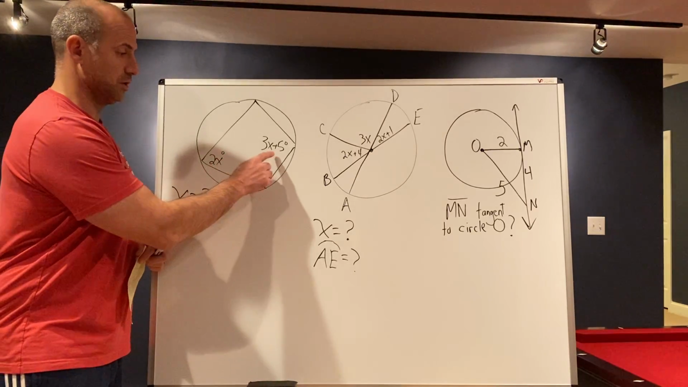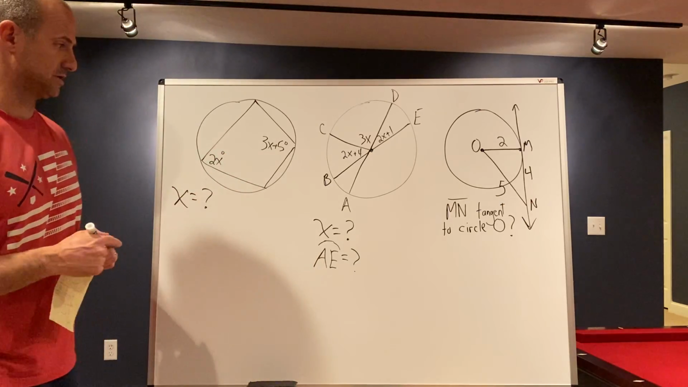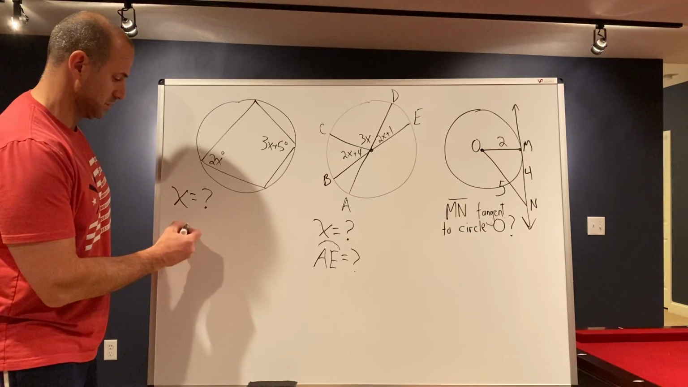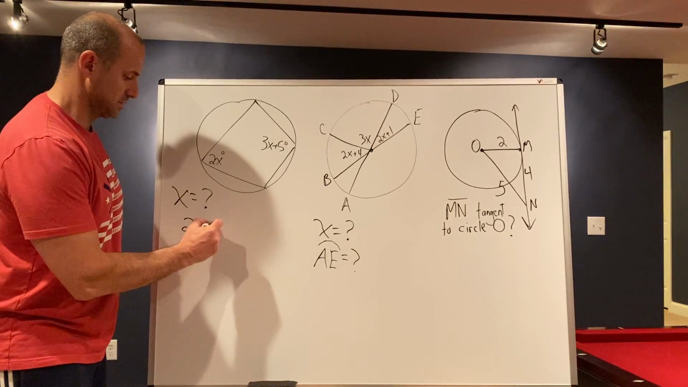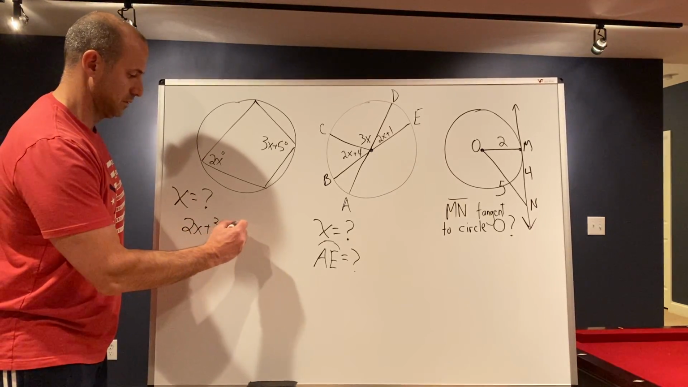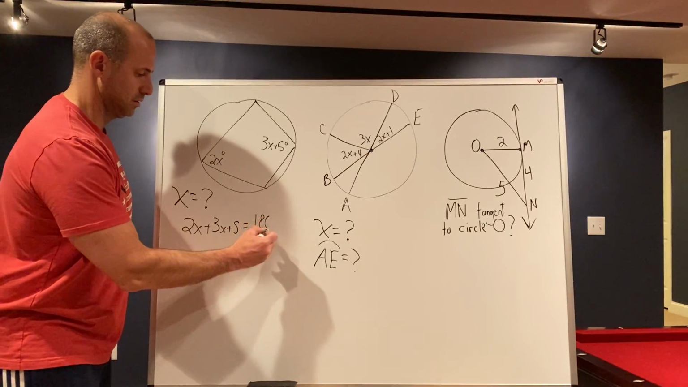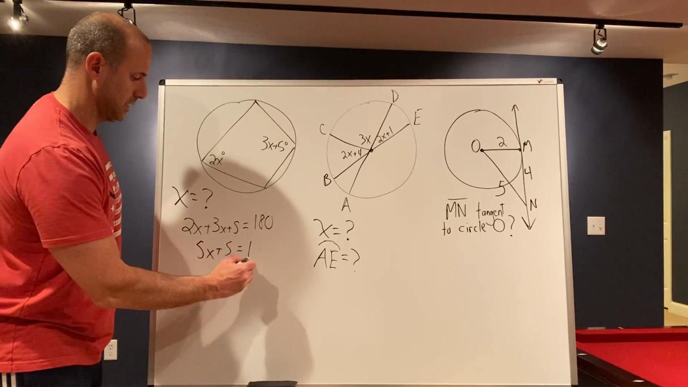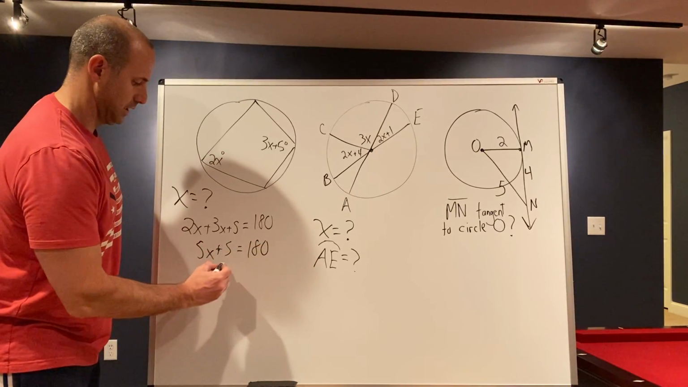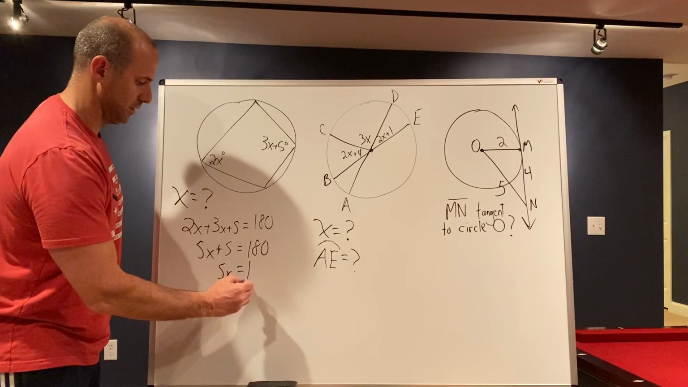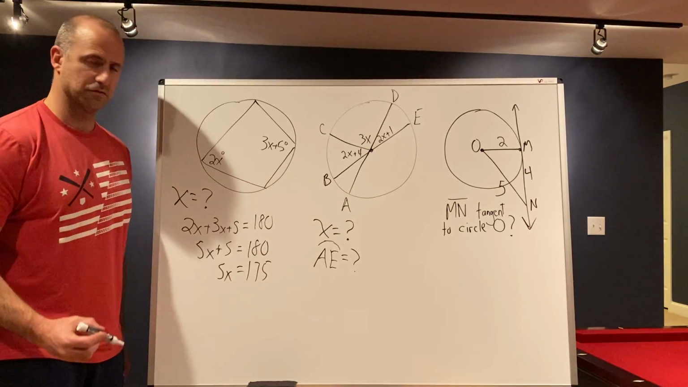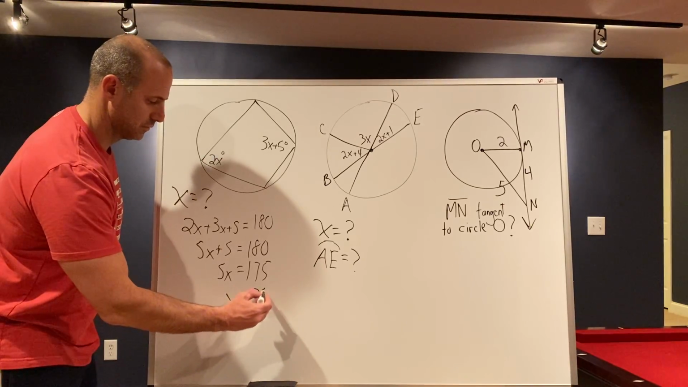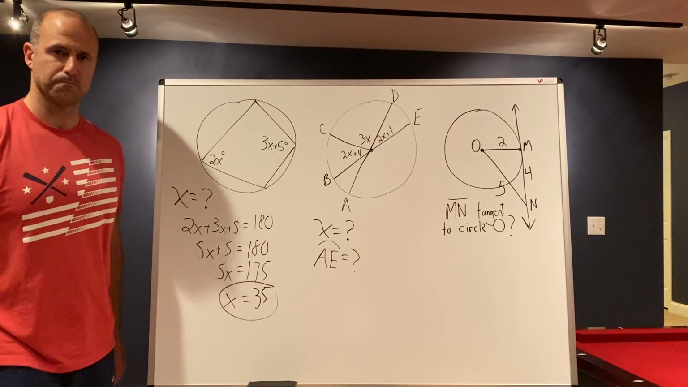So one more time, if you didn't get this right or didn't understand it the first time, if I want to solve for X right here, you're going to add them up to 180. So I would do 2X plus 3X plus 5 equals 180. That's going to be 5X plus 5 is 180. And 5X is 175. And clearly, when you divide both sides by 5, you get 35. So there's our answer there. Okay?